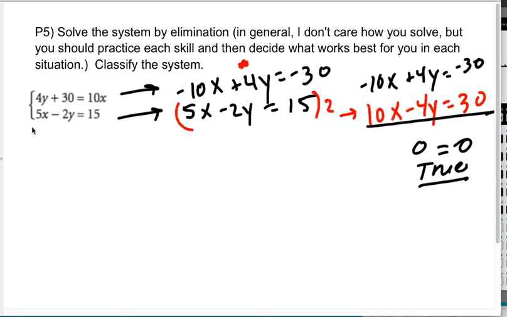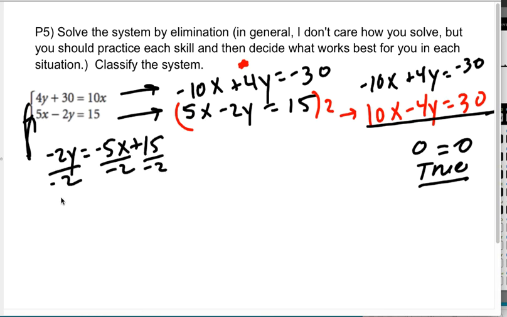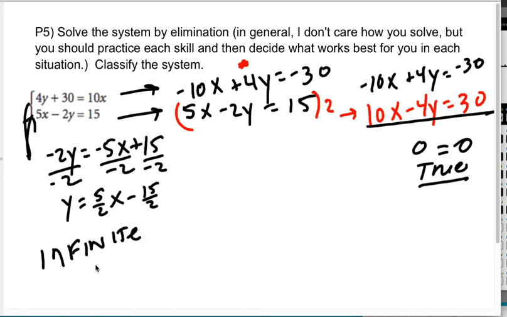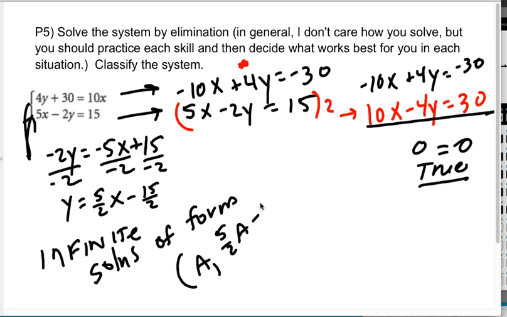So I'm going to solve either one of these equations for whatever's the easiest to solve for. Let's see. I'm just going to solve the second one. So I'm going to go ahead and subtract the 5x, so negative 2y equals negative 5x plus 15. Divide everybody by negative 2. And I'm going to get y equals 5 halves x minus 15 halves, or the decimal equivalent. So my answer is going to be that there are infinite solutions of the form: because I solved for y, I'm going to plug in a for x, and I'm going to make my y that 5 halves a minus 15 halves.